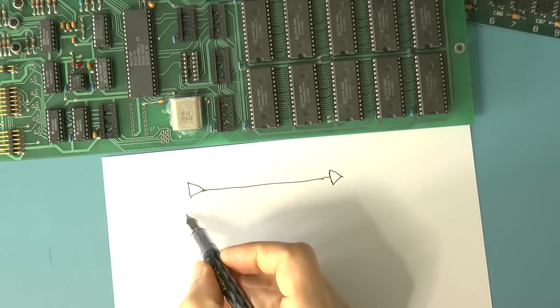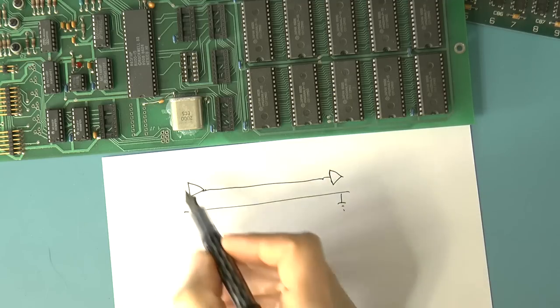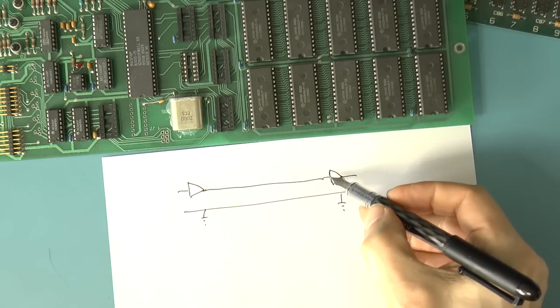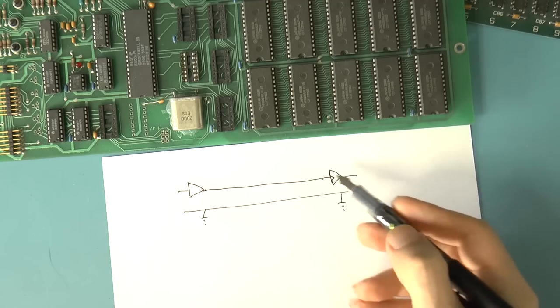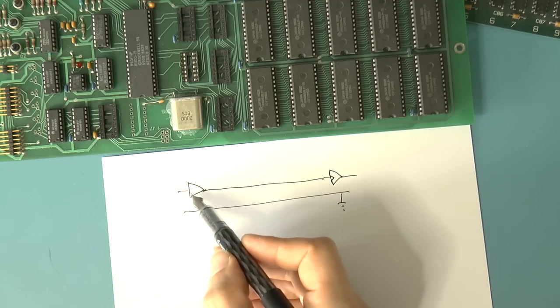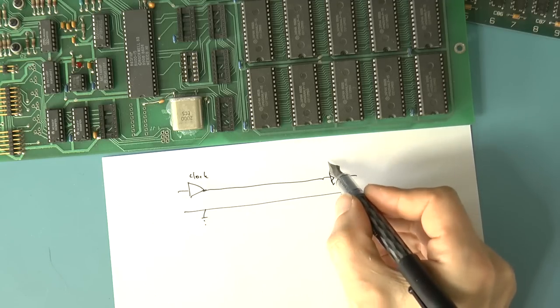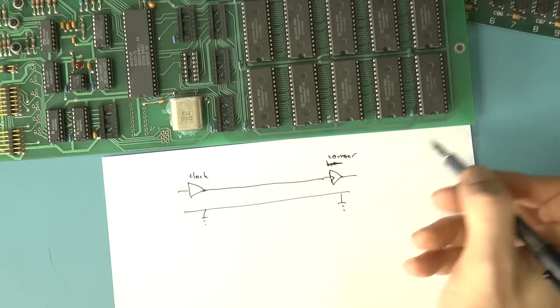And we have, of course, at some point, a ground. And there's the input, and there's the output, and maybe this is like a clock input. So maybe this is a latch or a counter or something like that. And this is your clock signal. So clock signal, and this is your, say, let's make it a counter, because there's a point that I want to make.